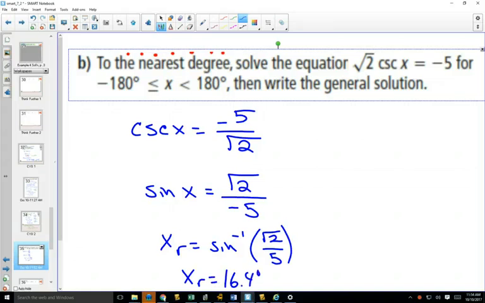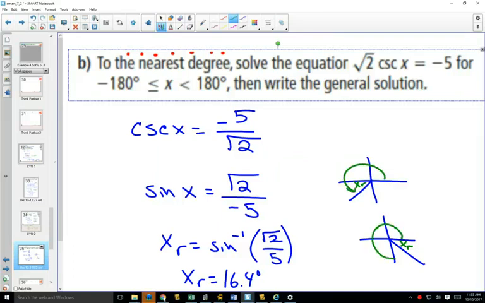So our reference angle is 16.4 degrees. Since sine is negative, what quadrants would we be looking in? Quadrant 3 and quadrant 4. So here is our reference angle. And again, if you have this picture, either you're drawing it or it's in your head, can you see that one answer will be 180 degrees plus your reference angle, and the other one 360 degrees minus your reference angle?